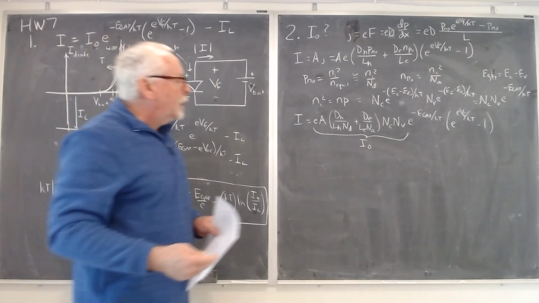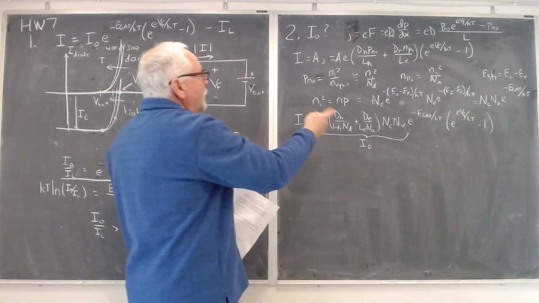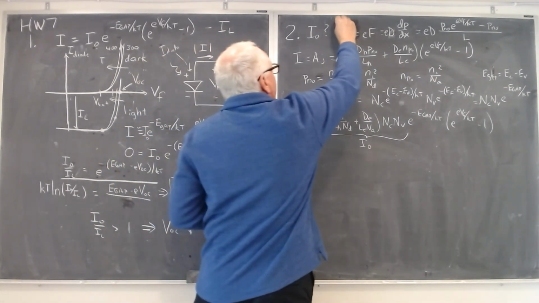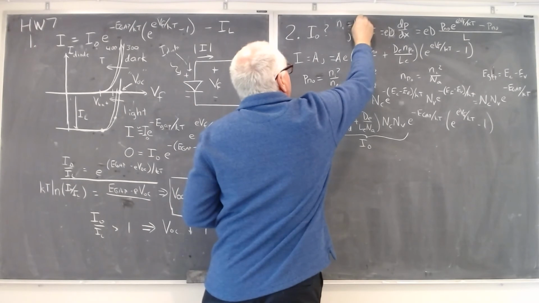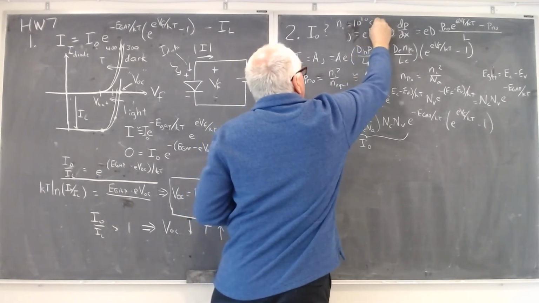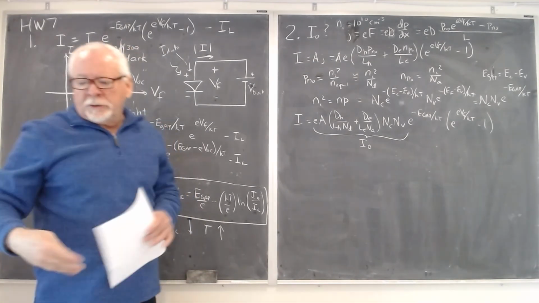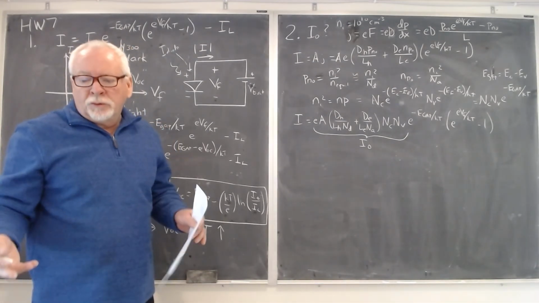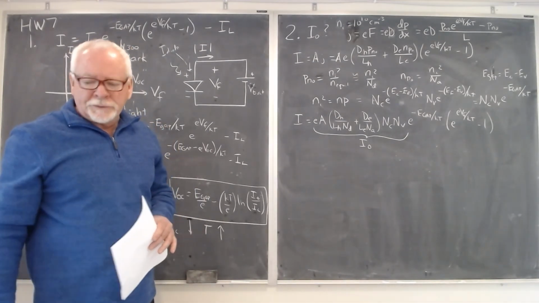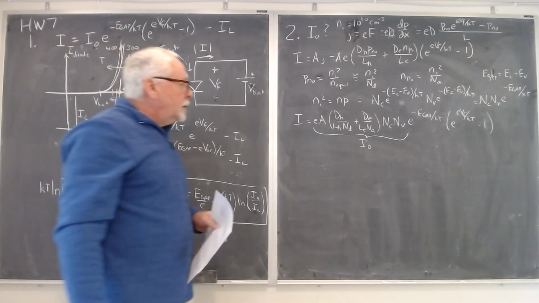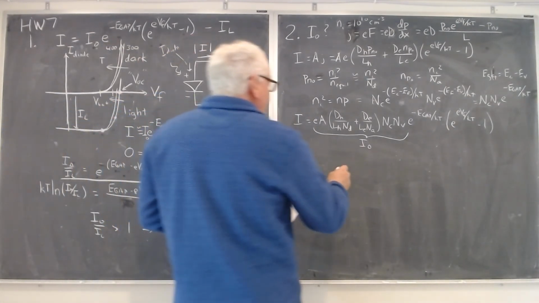But what I gave you in the problem was Ni. I gave you that Ni is 10 to the 10th, because that's a number. You could just Google an intrinsic carrier density for silicon, and it'll tell you what it is. So you have to do a little bit of manipulation here.